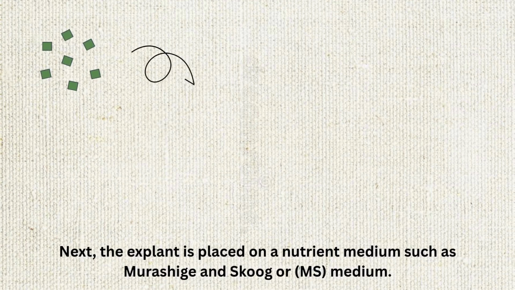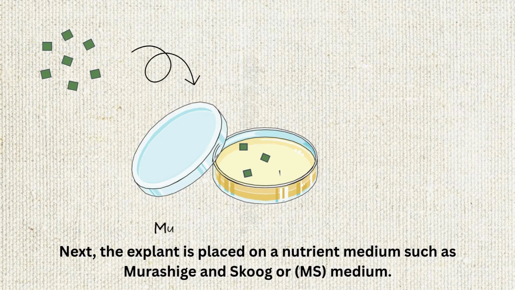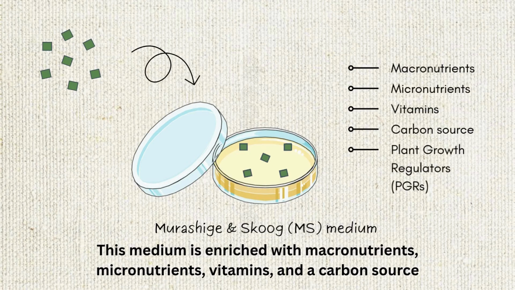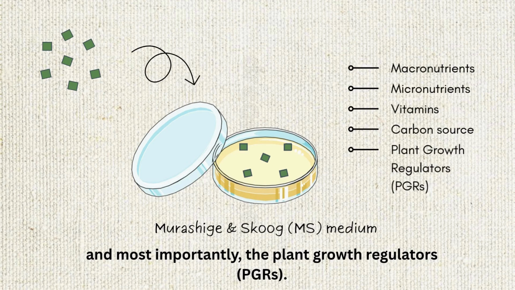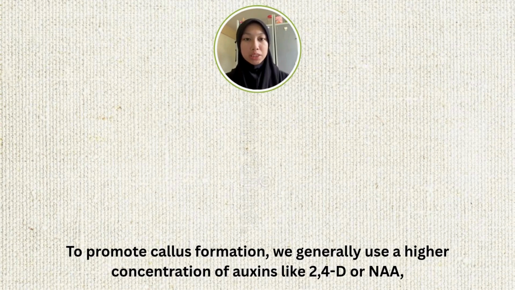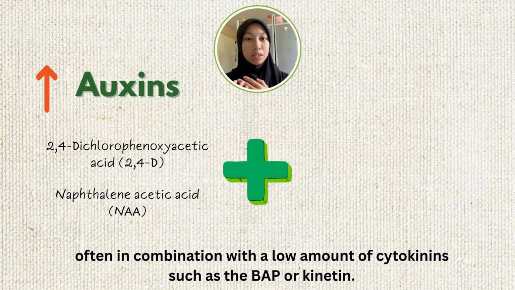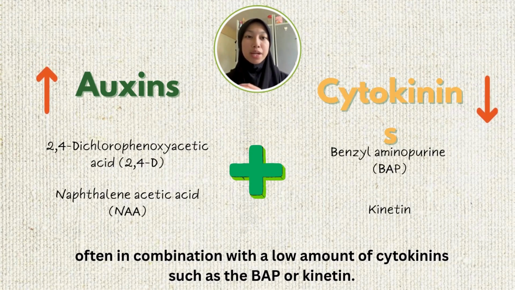Next, the explant is placed on a nutrient medium such as Murashige and Skoog, or MS medium. This medium is enriched with macronutrients, micronutrients, vitamins, and a carbon source, and most importantly, the plant growth regulators. So to promote callus formation, we generally use a higher concentration of auxins like 2,4-D or NAA, often in combination with a low amount of cytokinins such as BAP or kinetin.